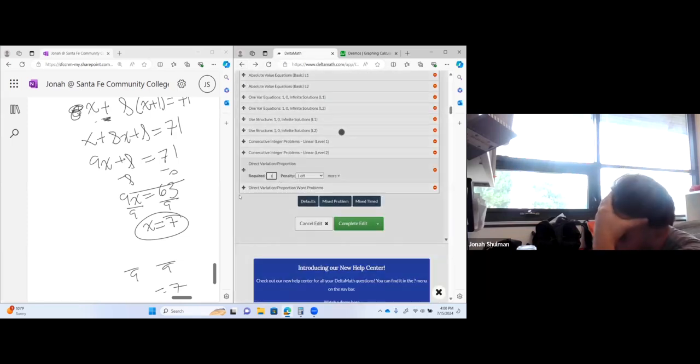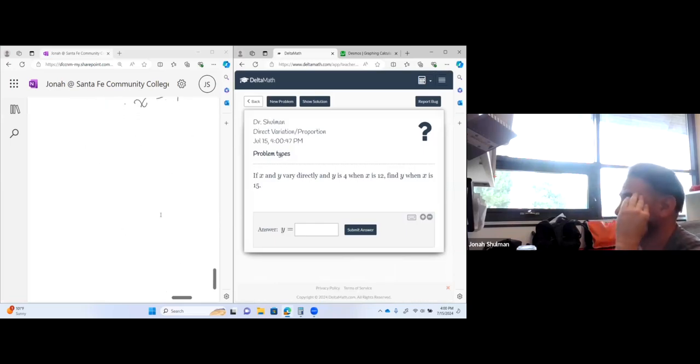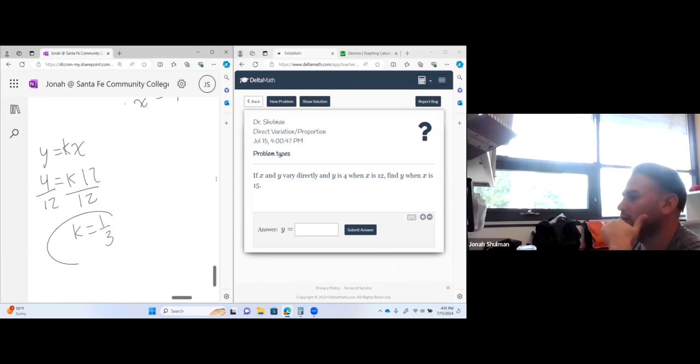All right, so this is another direct variation. We did this before. Just a little review to finish. So this is y equals k times x. X and y vary directly when y is 4 and x is 12. So when y is 4, k times 12. So we divide by 12. So this makes k equal to what? 1/3. So if I have k as 1/3, we have to find y when x is 15.